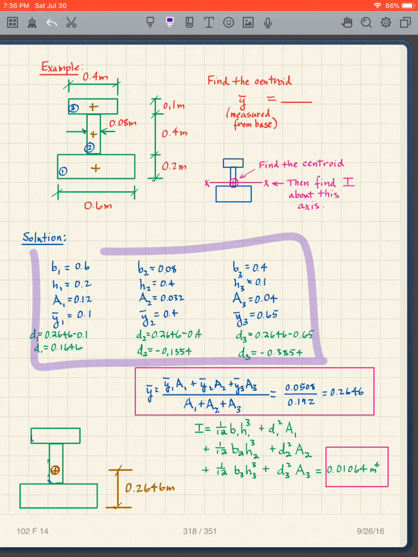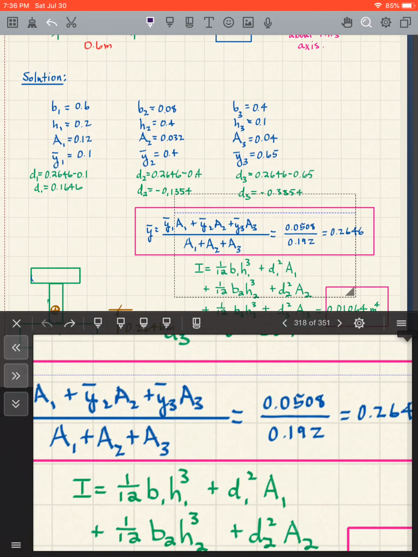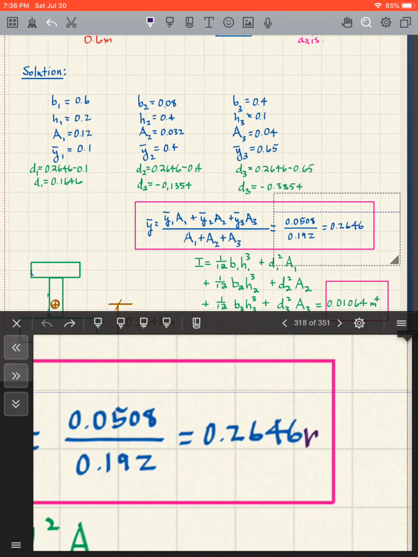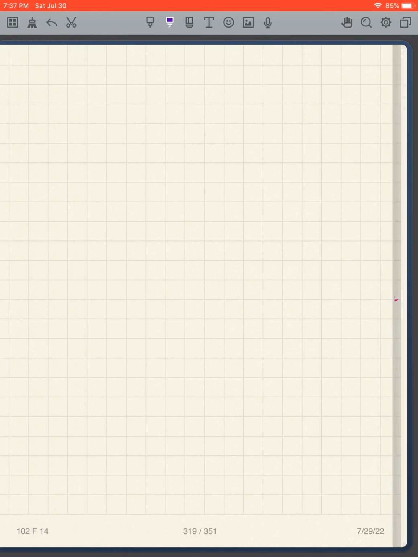Once we have all these terms, then I can put them into this expression for I that I pointed out last time, and we solve and we get 0.01064 for the moment of inertia. For the centroid, notice that it's 0.2646 meters. Should write that down here. Right here, that gives me the location of that centroid right away, which is important for us. Okay, I'll stop there.